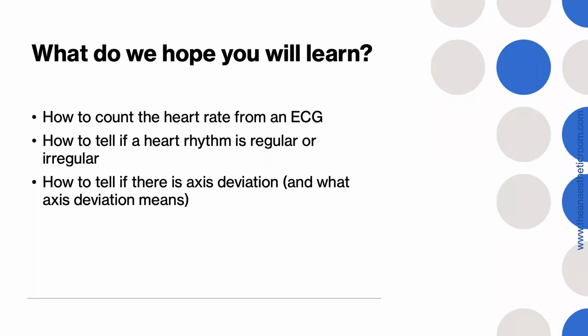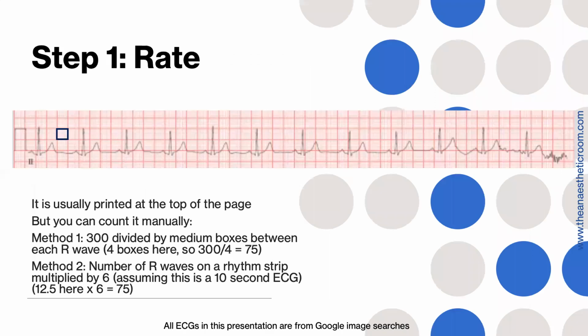So in this video, we will teach you how to count the heart rate on an ECG and how to tell if the heart rhythm is regular or irregular, and how to tell if there is axis deviation and what axis deviation actually means. Step 1 is to figure out what the heart rate is from an ECG. It's usually printed at the top of the page, but it's useful to know how to quickly figure out the heart rate when the printed number is less reliable, like if a patient is in fast atrial fibrillation.